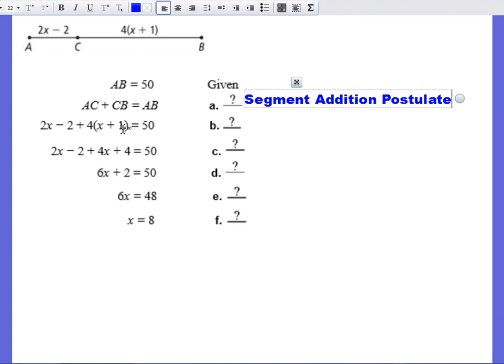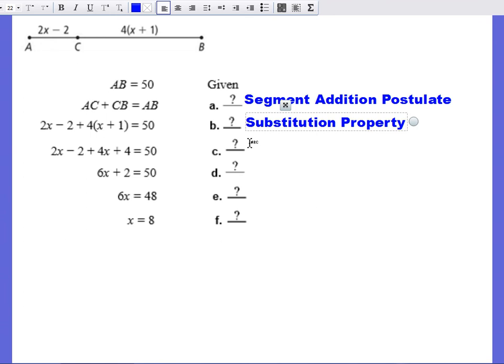How did they get from here to here? Where did they get this info from? They got it from the problem. So what did they do? They substituted. Okay, substitution property. Sounds fancy. And you always say what you did after the fact. So by this point, it's already been substituted, so that's what I put over here.